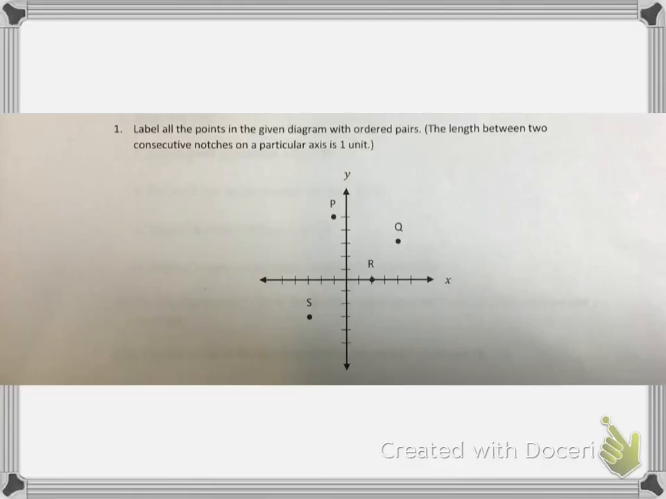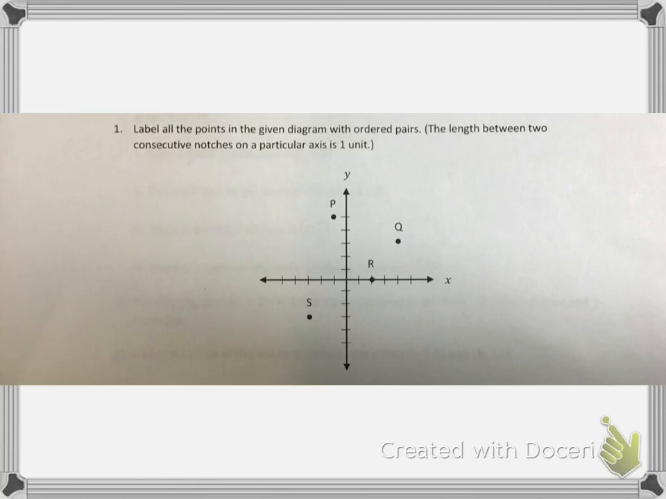Okay, everybody, I am working on our review for our Chapter 2 test that is this week. And the first thing I want us to look at is number 1. It says label all the points in the given diagram with ordered pairs. The length between two consecutive notches on a particular axis is 1 unit.